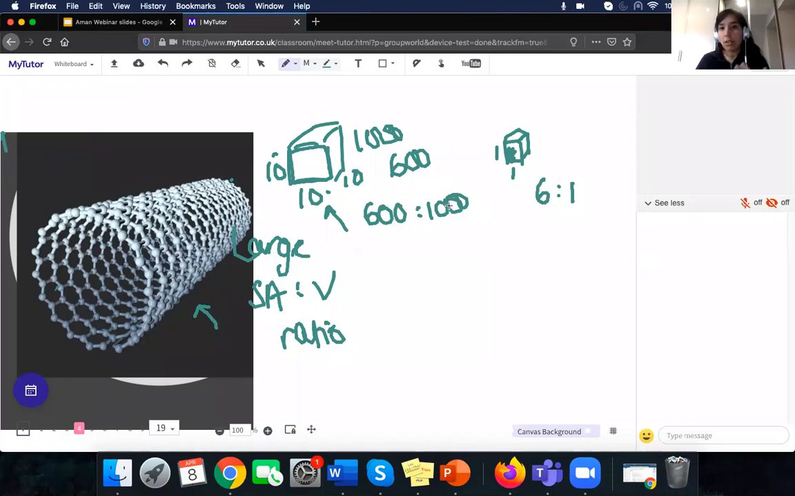So to get it down to the same ratio, if we divide by 1,000 on both sides, we end up with 1 on this side and 0.6 on this side. So what we can see is the surface area to volume ratio of a larger cube is 0.6 to 1, whereas a smaller cube has 6 to 1. So that means smaller particles have a larger surface area to volume ratio.